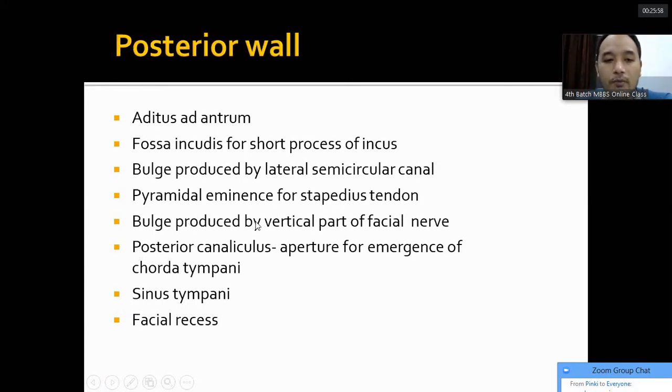And there is also the bulge produced by the vertical part of the facial nerve. In the medial wall, there was a bulge produced by the horizontal or tympanic part of the facial nerve; in the posterior wall, there is the vertical part of the facial nerve. And also the posterior canaliculus, where the chorda tympani nerve arises. And there are cave-like structures, two cavities in the posterior wall: the sinus tympani and the facial recess.